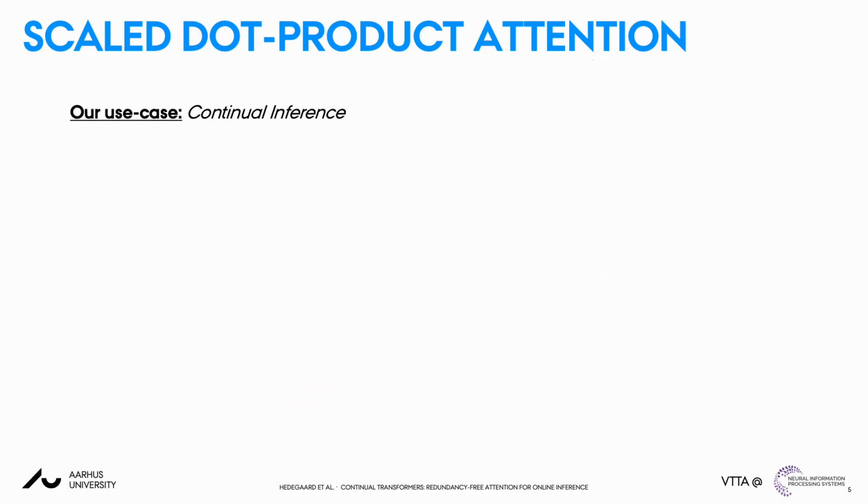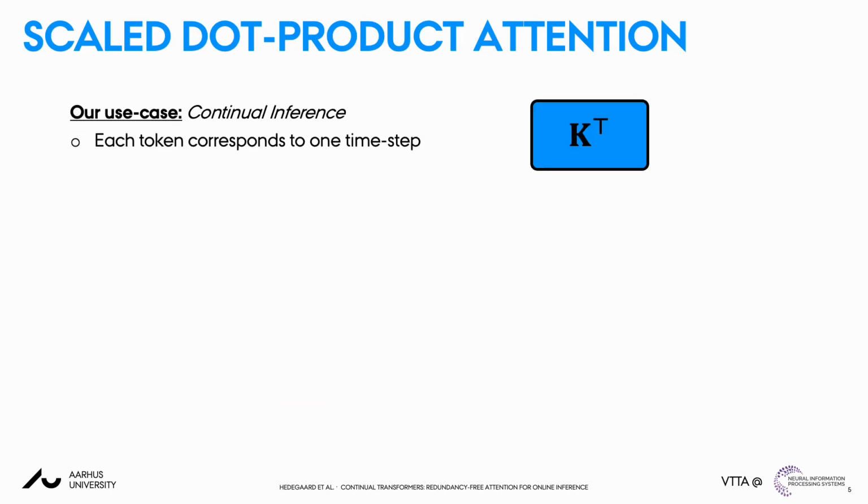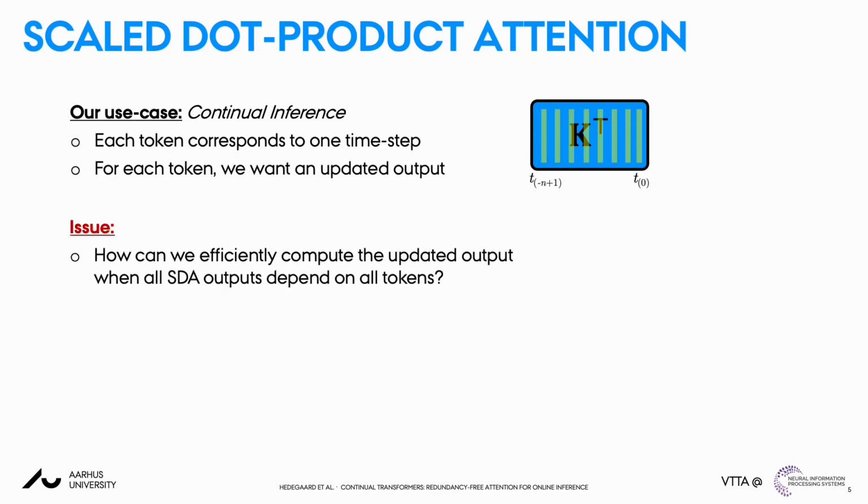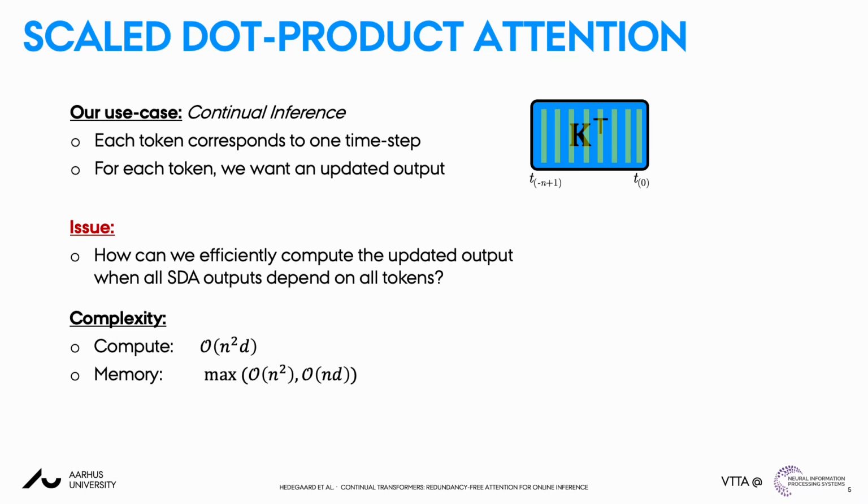We are trying to optimize for the particular use case of continual inference, where each token corresponds to one time step and we assume that tokens will continually arrive. For each token, we want an updated output. But there is an issue. How can we efficiently compute the updated output when all SDA outputs depend on all tokens? This would be desirable given the big O of n squared d computation complexity of SDA.